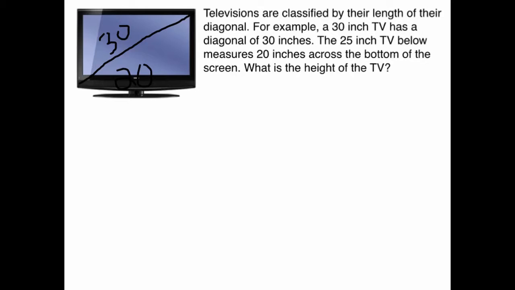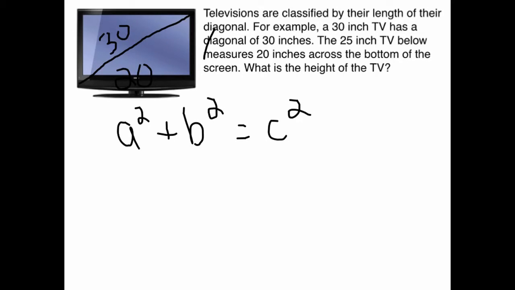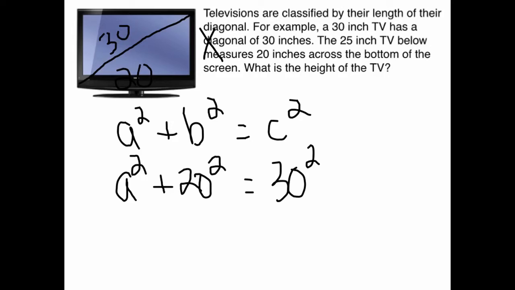What is the height of the TV? Well, I can see that this makes two triangles. And I don't know what the height is. I know it's 20 inches across. I know it has a diagonal of 30. To figure out the leg here, I can just use the Pythagorean theorem. A squared plus b squared equals c squared. Now, in this case, I don't know what x is, so I'm just going to bring a squared down. I'm going to fill in b squared with 20 squared equals 30 squared.